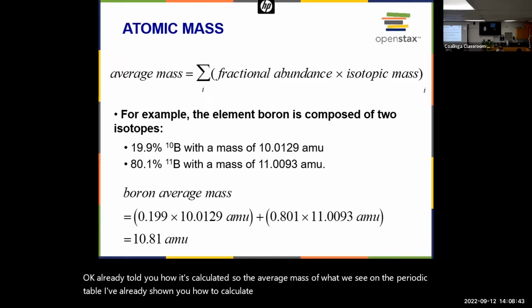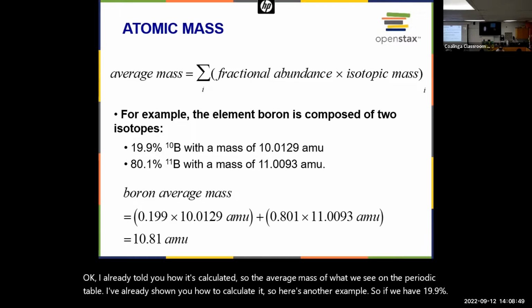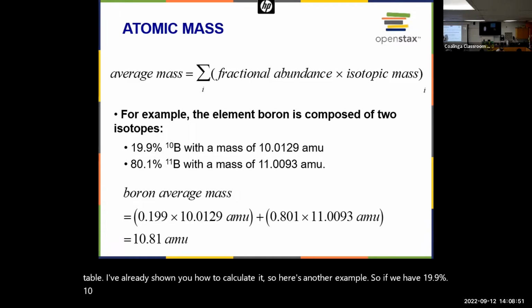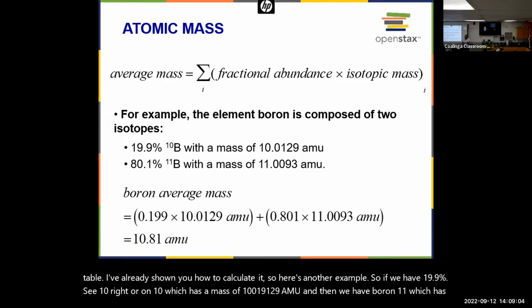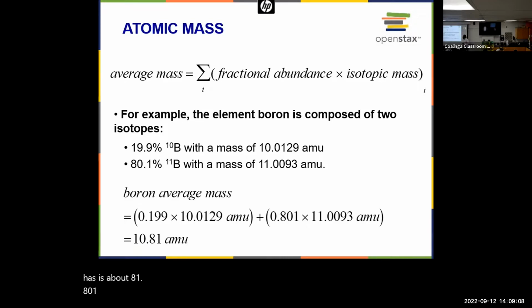So here's another example. If we have 19.9% boron 10, which has a mass of 10.019129 AMU, and then we have boron 11, which is about 80.1% with a mass of 11.0093. Right?